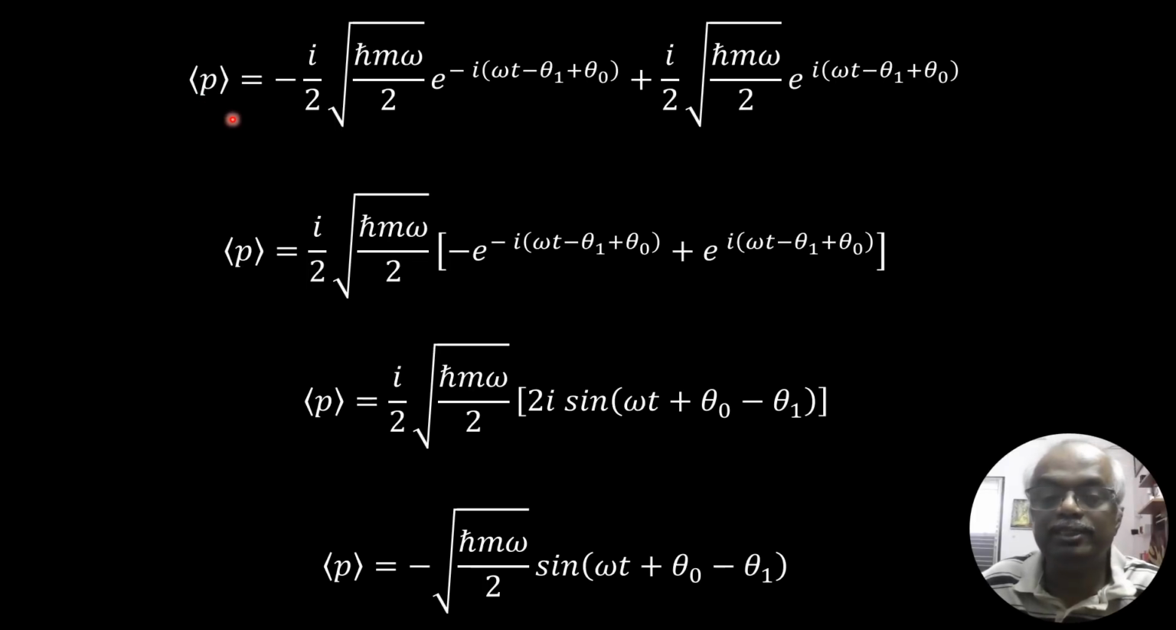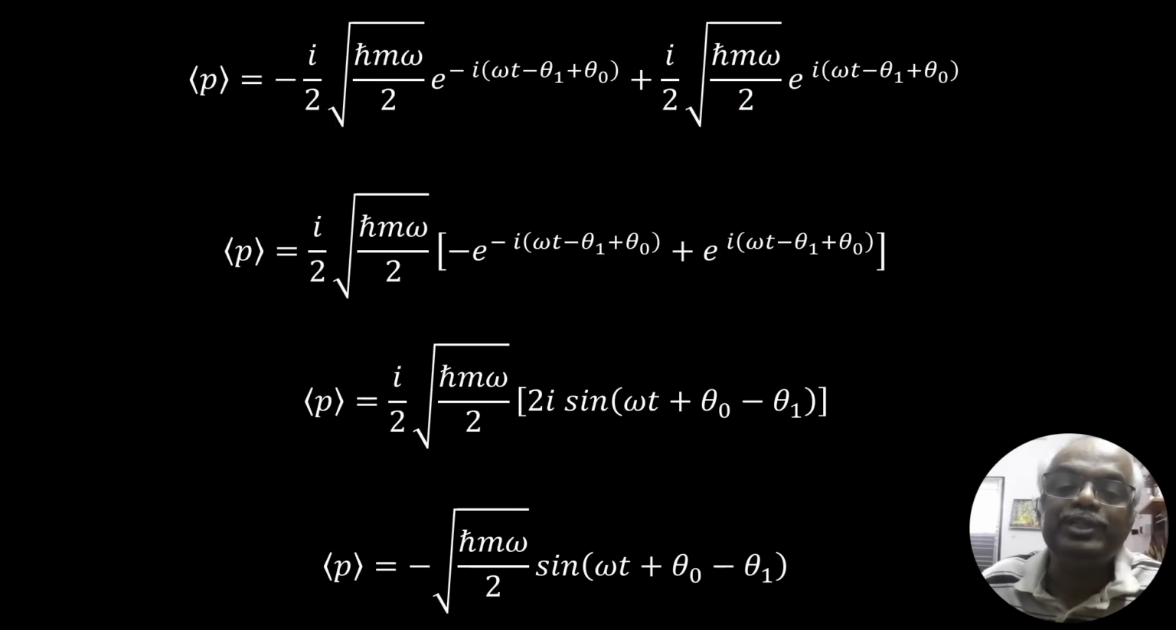So we got the expression for the expectation value of momentum, which is equal to minus i over 2 square root of m h cross m omega by 2, then this exponential e power minus i omega t minus theta 1 plus theta 0, plus i over 2 square root of m h cross m omega over 2 e power i omega t minus theta 1 plus theta 0. This is what we got.